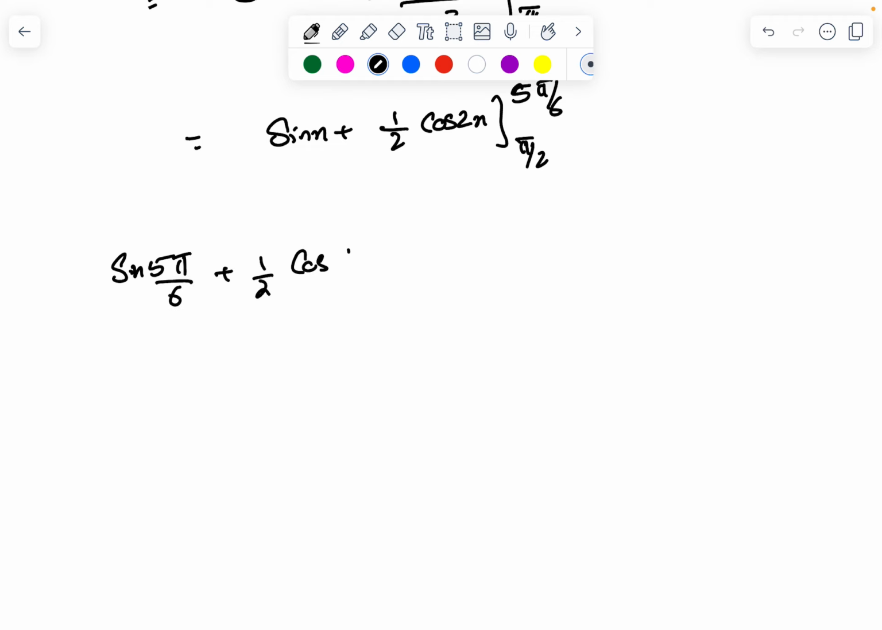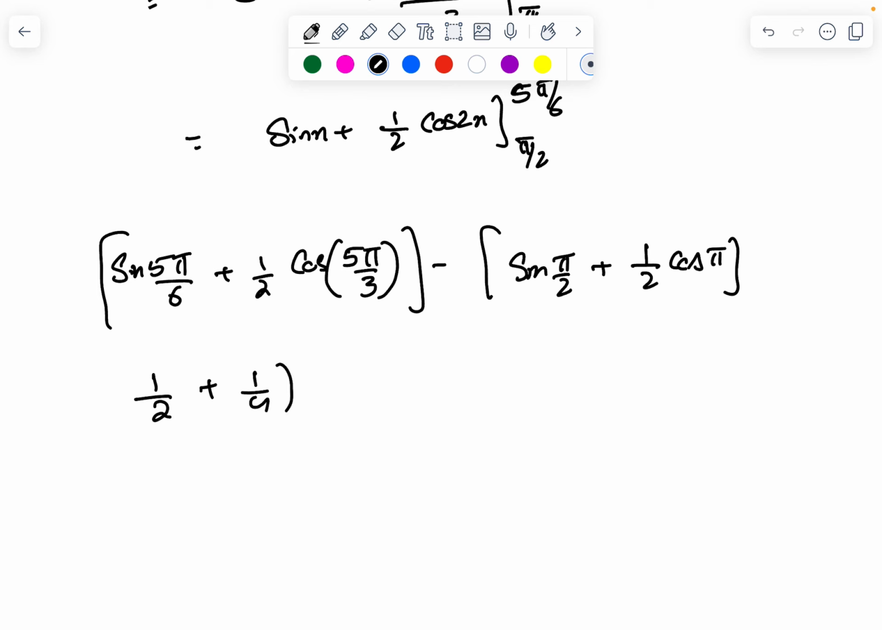Then this is 1 upon 2 plus 1 upon 4, minus 1 minus 1 upon 2, which is going to be 1 upon 4. So the answer is 1 upon 4, which is the area of the shaded region. That completes question number 4.